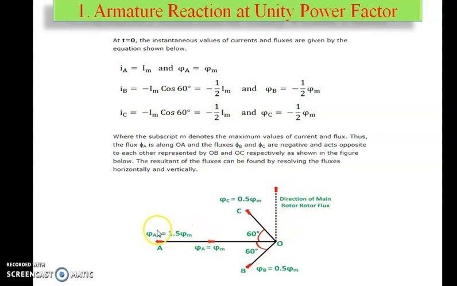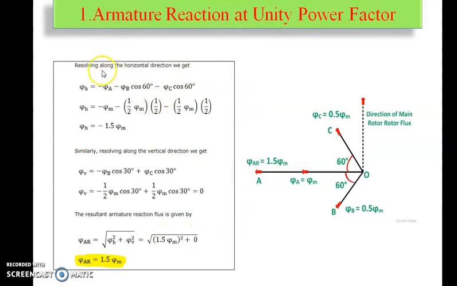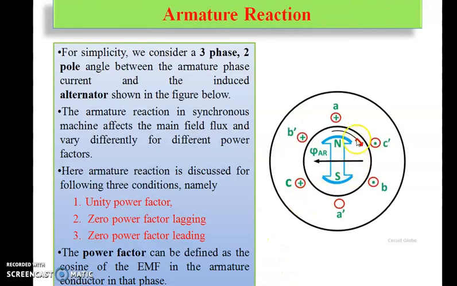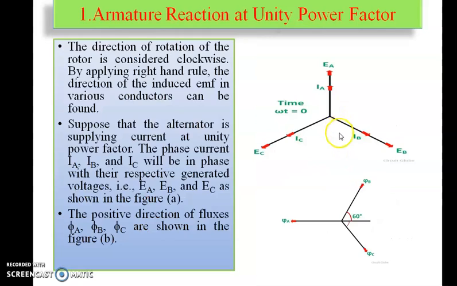Now I can get phi AR equals 1.5 phi m. How did this come? It is nothing but calculations. Resolving along the horizontal direction we get, according to that, this is the direction of the main rotor flux. Now phi C equals 0.5 phi m and phi B equals 0.5 phi m. How did this come? Because as shown here, my rotor main field flux rotation is in this direction. Assume my rotor is at standstill at the t equals 0 instant, the position of my rotor is like this. That means maximum flux does not pass through conductor A; here is N, so A starts cutting the flux maximum here, the cutting starts.